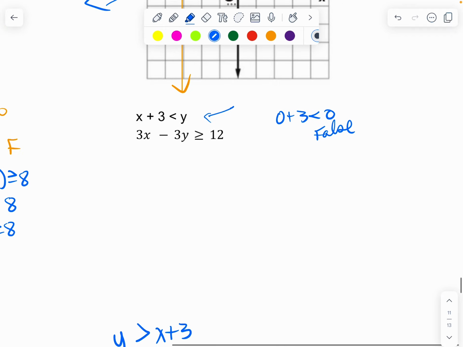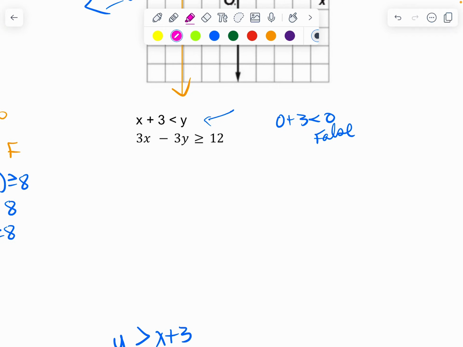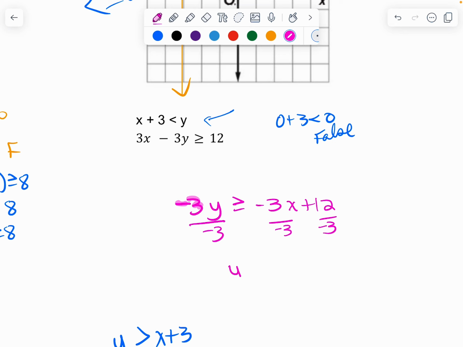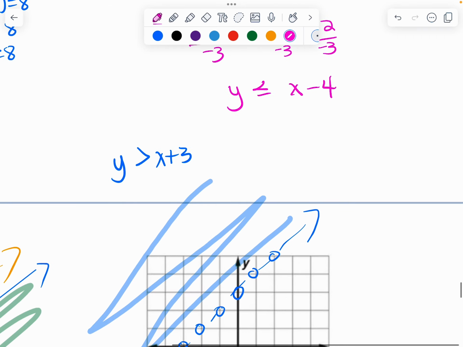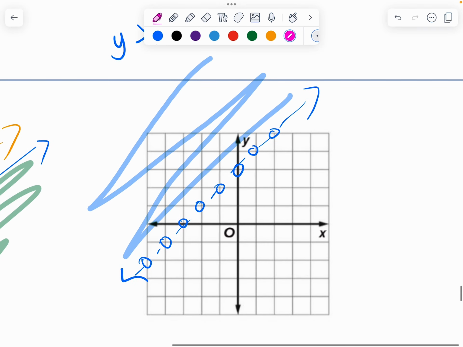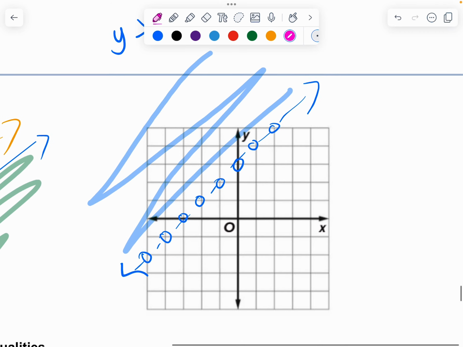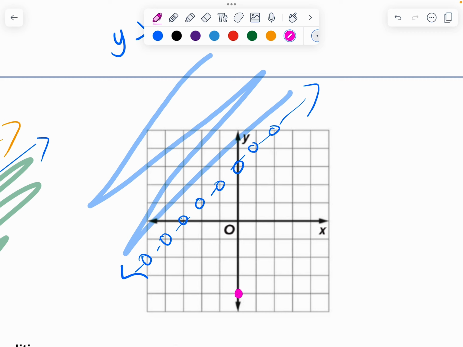Let's do my second one. So if I subtract 3x to the other side, -3y greater than or equal to -3x plus 12. Divide by -3, -3, -3. I get y is less than or equal to x minus 4. So I go down to -4. 1, 2, 3, 4. Is that closed or open? Closed dot.